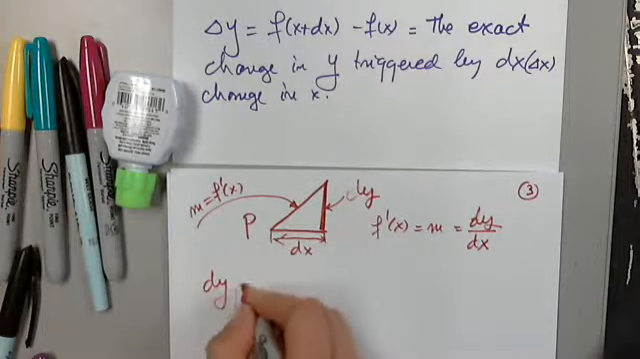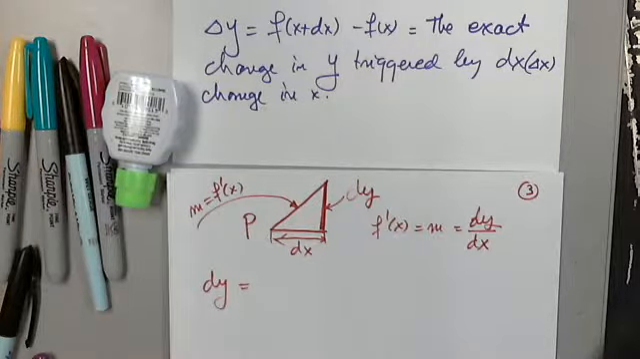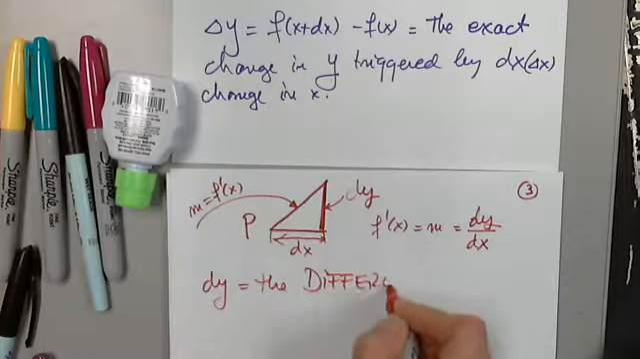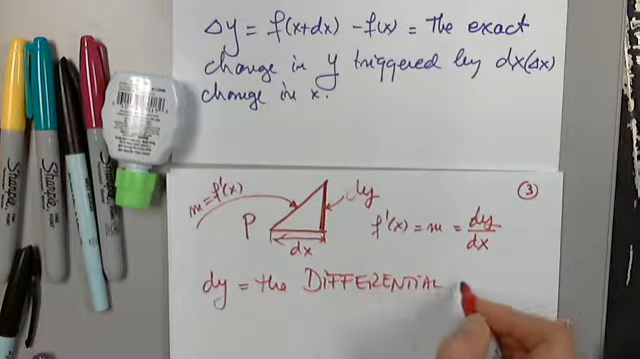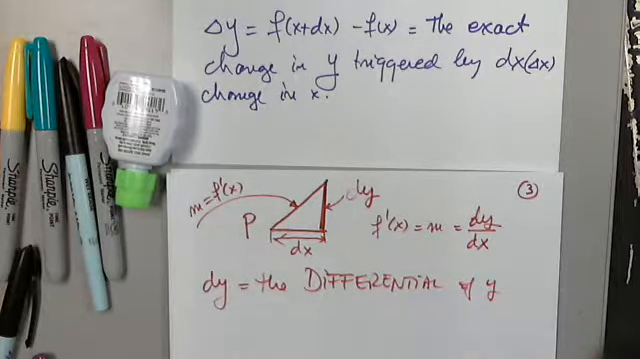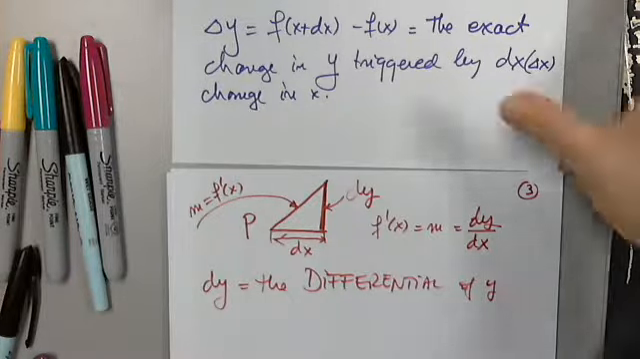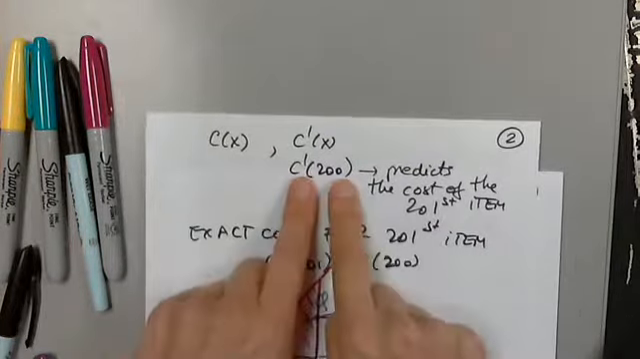Now, what does dy mean? This is called the differential of y, which is not the exact change in y for a minor change in x. But what is it? It is the change obtained using the derivative. It is this.